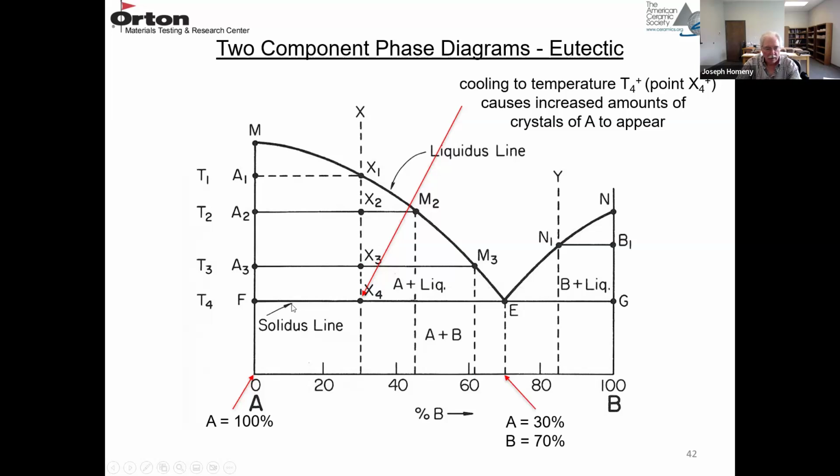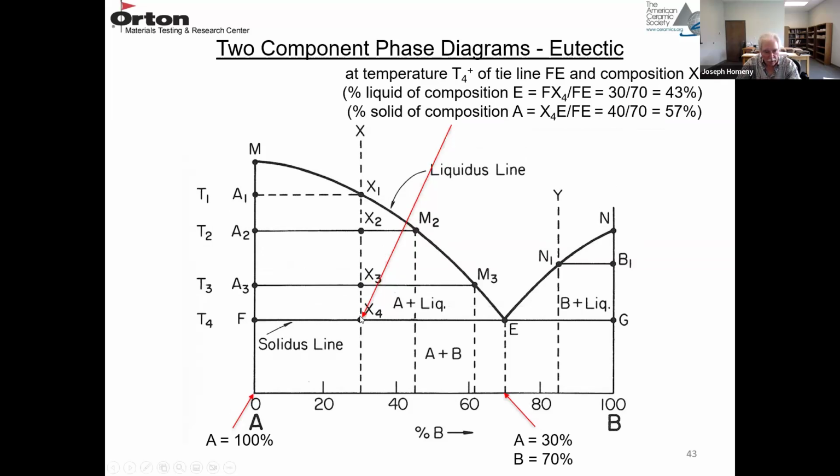So we approach the solidus line, and again, below the solidus line, everything is crystalline. So if we pick a point, we'll call it T4 plus, just above T4. So we're just above this point X4, so we'll call it X4 plus also. So we're moving down, we're getting a lot of crystal formation here. And that's 100% A, the crystals. And now the composition of the liquid is at point E here. It's 30% A and 70% B.